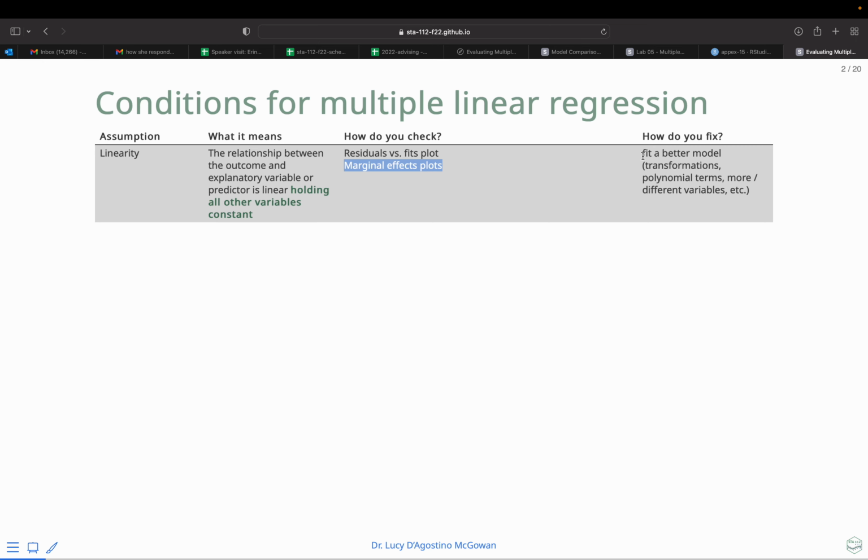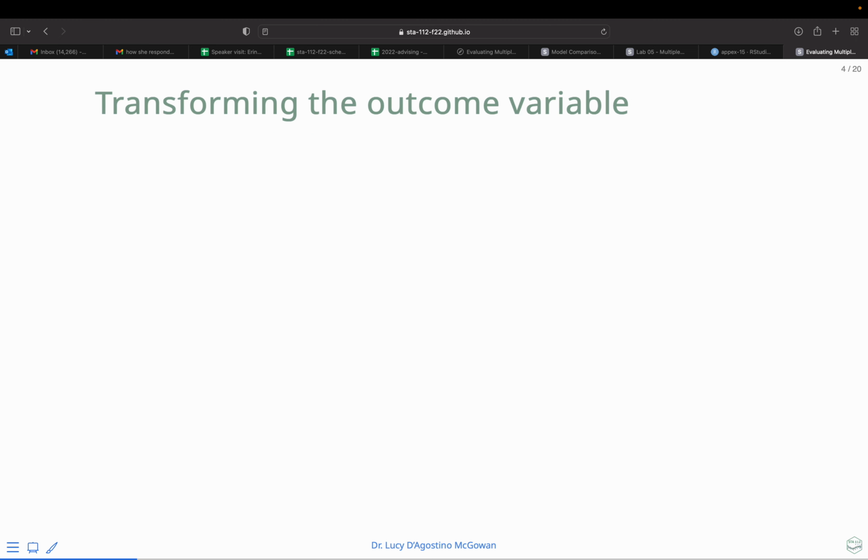And so how could you fix this? Well, you could fit a better model, and by that I mean we could do transformations, we could add polynomial terms, or we could add more or different variables to our model. This first one, transformations: we've talked about transforming our explanatory variable, like including cubic or quadratic terms, but we haven't actually talked about transformations of our outcome variable, and this is another tool that you should have in your tool belt when you're trying to fit models, because it can help with those assumptions.